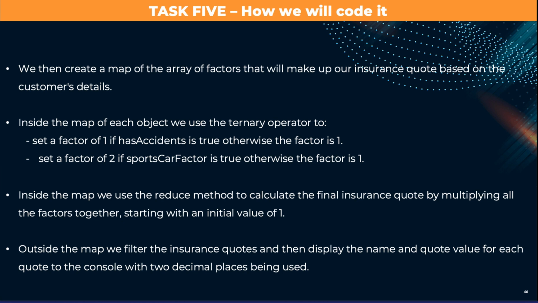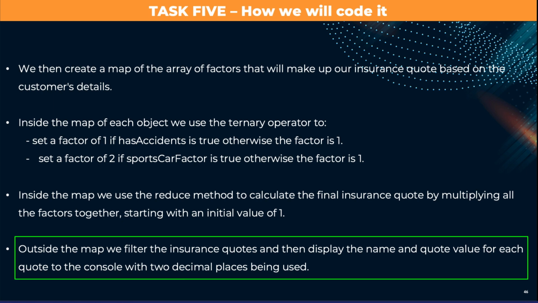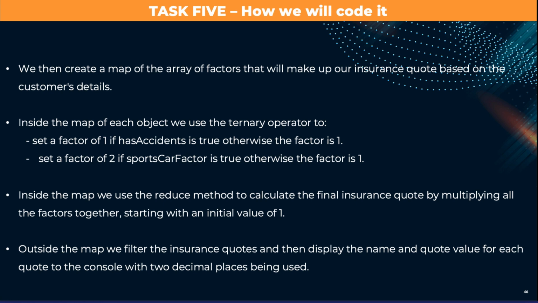But what we will want to do then is when we have the mapping, then we will print out the values just like the last time, and then outside of the map we will then take the final array that the map gives us, and we will use a filter on that to filter the insurance quotes and display the name and quote value for each quote. So we will try to now print out the information for the two. So we can print it out to 2 decimal places, or we can just leave it, whatever we decide to do. You can do the toFixed if we really want to do that.